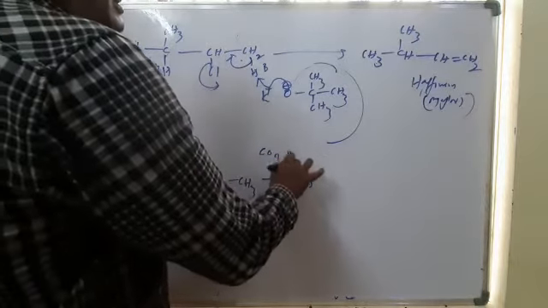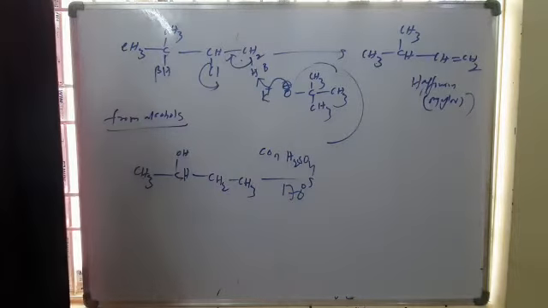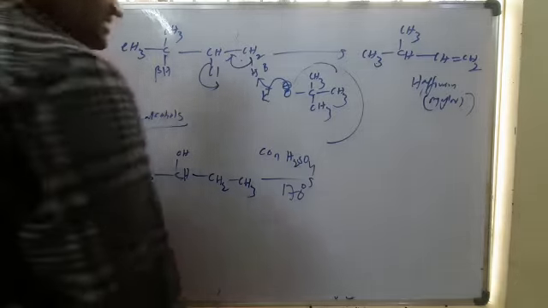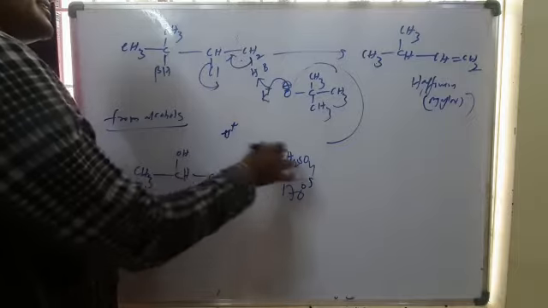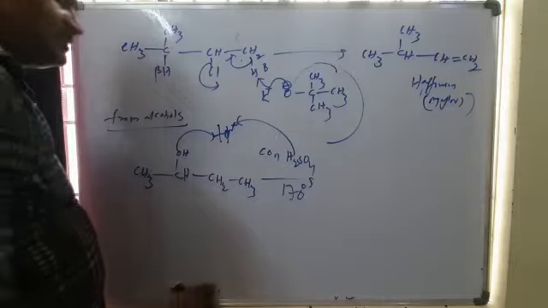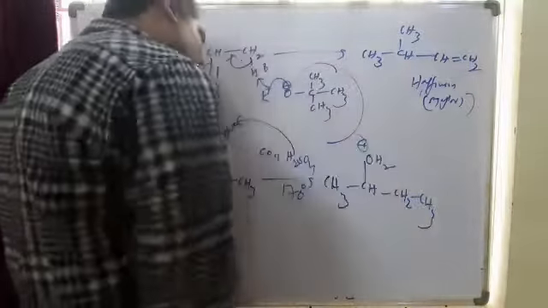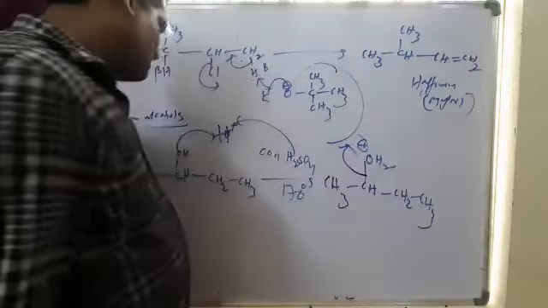From alcohols, if you use concentrated H2SO4 at 170 degrees Celsius, product formation takes place. If you see the mechanism, concentrated H2SO4 donates H+. That H+ is attacked by the OH group of the alcohol. Next to here, OH2+ and CH2, CH3 form, so oxygen gets a positive charge. Now the water will be eliminated.